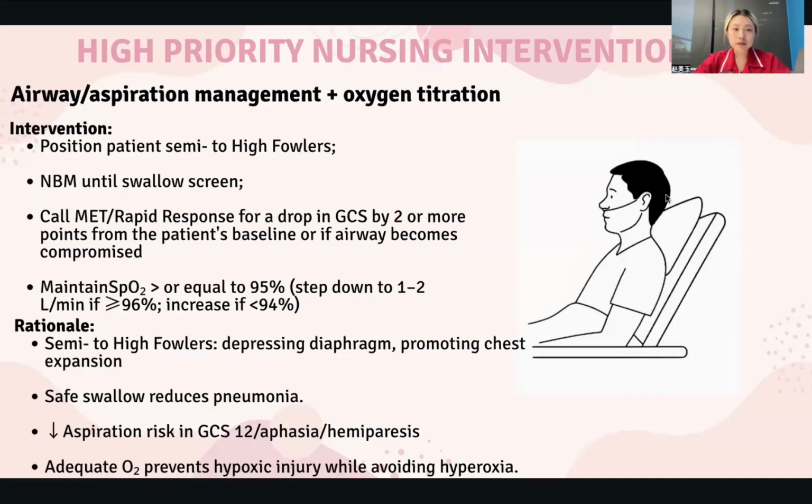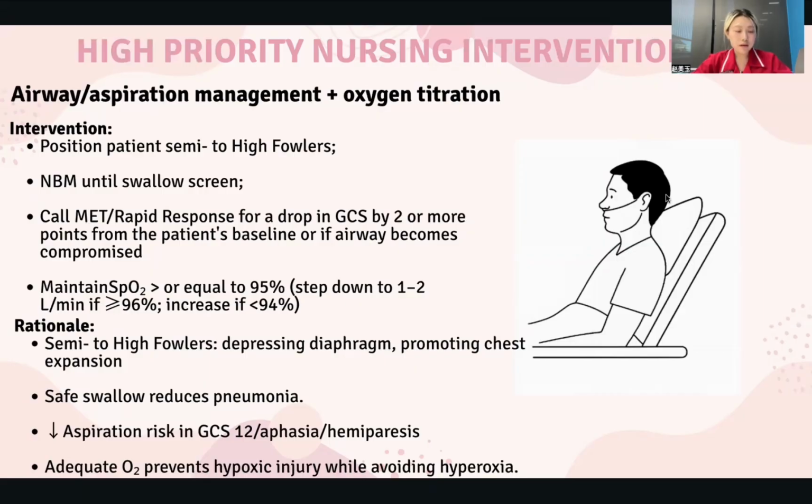We need to do the airway aspiration management and oxygen titration. We position the patient semi to high Fowler's around 45 to 90 degrees to help the diaphragm move easily and promote the chest expansion, improving ventilation. The patient is kept nil by mouth until a swallow screen confirms the safety, which can prevent aspiration and reduce pneumonia. If her GCS drops by 2 or more points, or the airway becomes compromised, we need to immediately call a MET or rapid response.